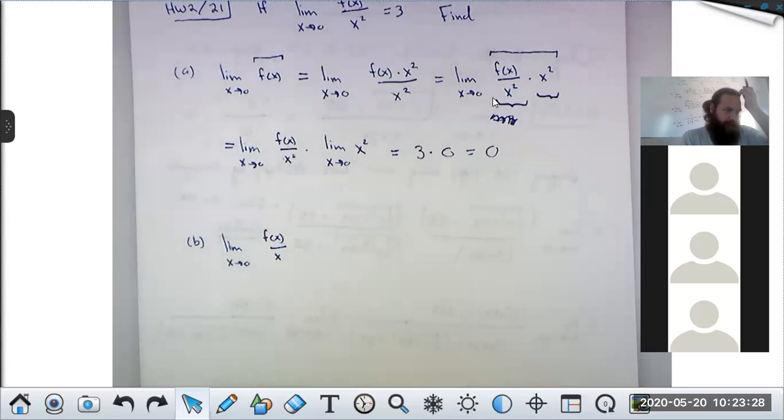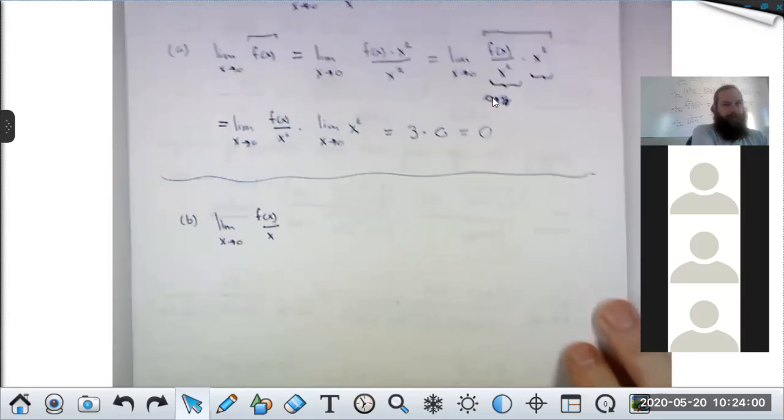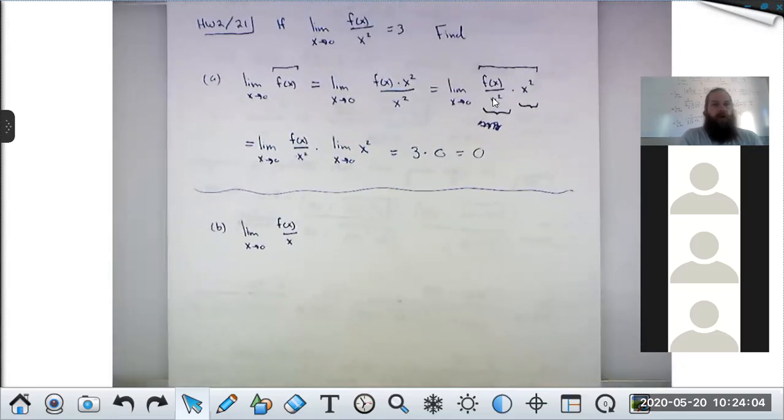This is a sneaky problem. I like this problem because it requires a little bit of clever creative thought. It's not super obvious. Do we see what's going on here, how we were able to do this? So what would I need to multiply and divide by in the second part? Remember, all I know is that f of x over x squared goes to 3. So somehow I need to make f of x over x squared show up here. How can I do that?